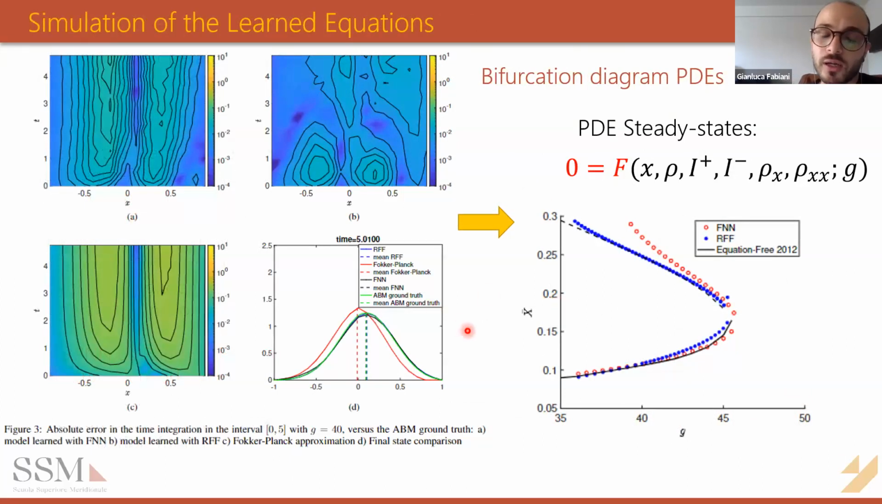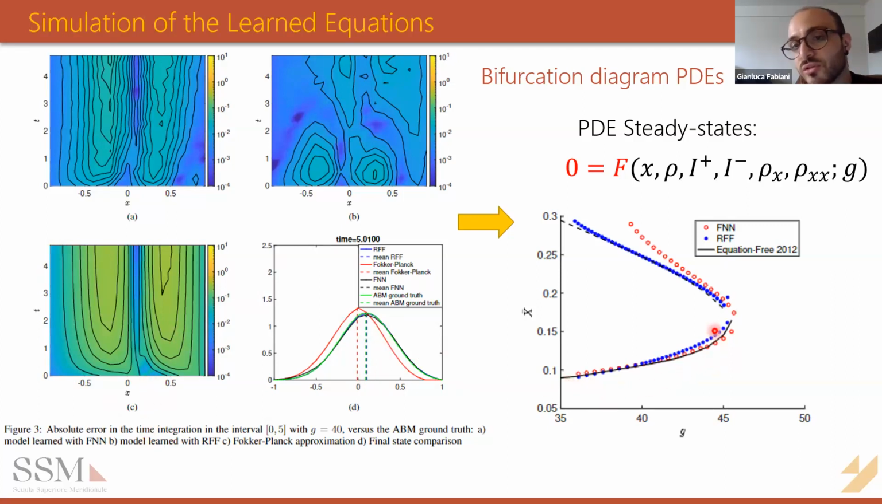Once we found the model, we simulated it, and we can see that our model in blue and in black are in agreement with the ground truth of the agent-based model in green, while the Fokker-Planck is slightly different, as you can see also by the error in space and time.